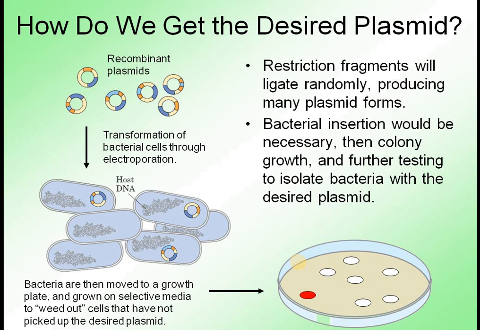Okay, the restriction fragments will randomly produce the plasmid forms. Bacterial insertion would be necessary. Then colony growth and isolating the bacteria with the desired plasmids.